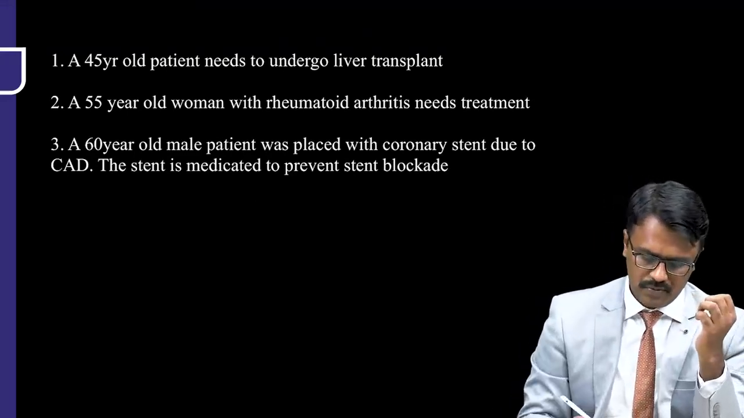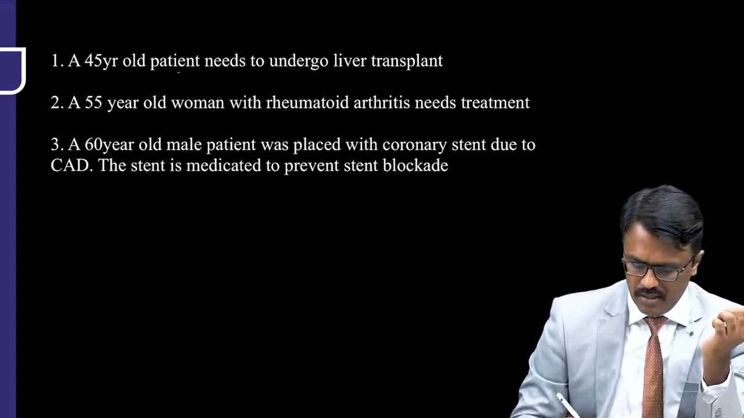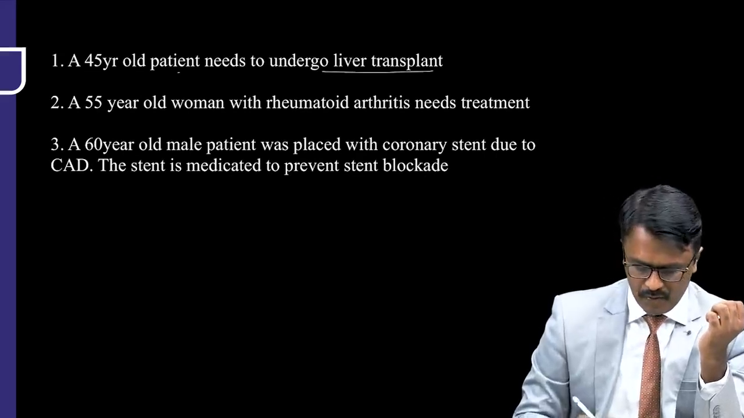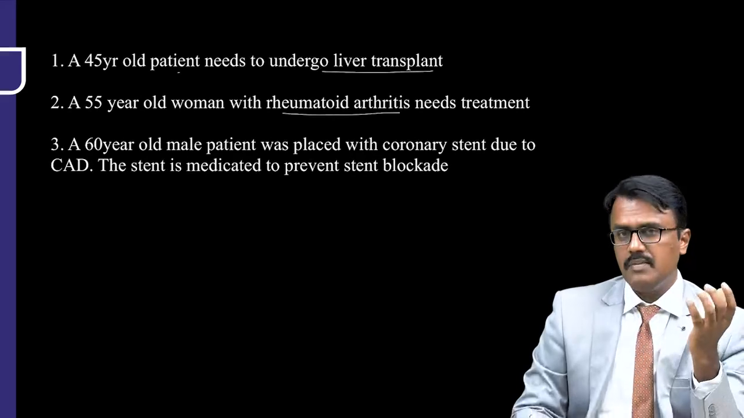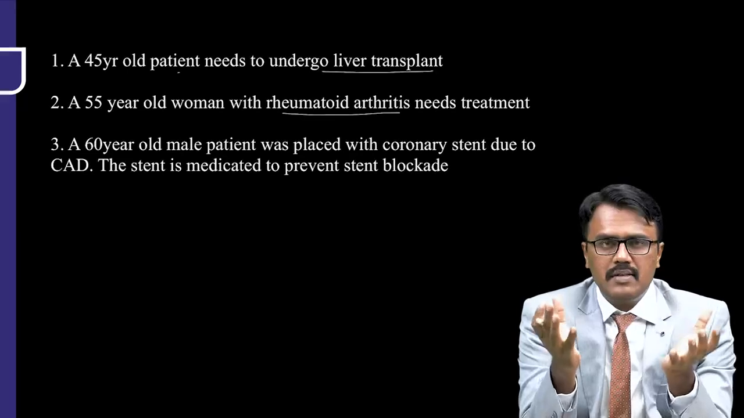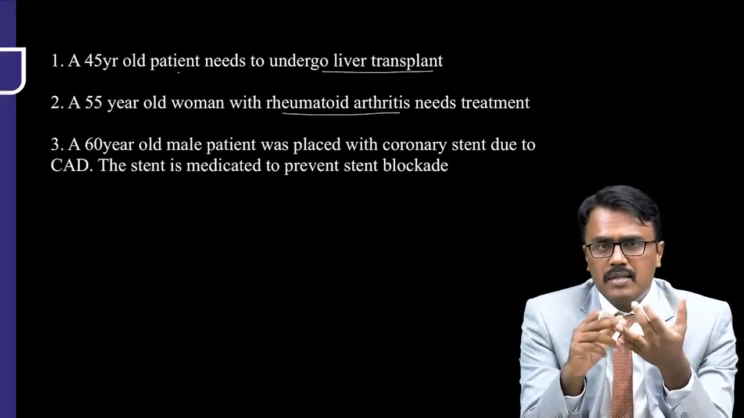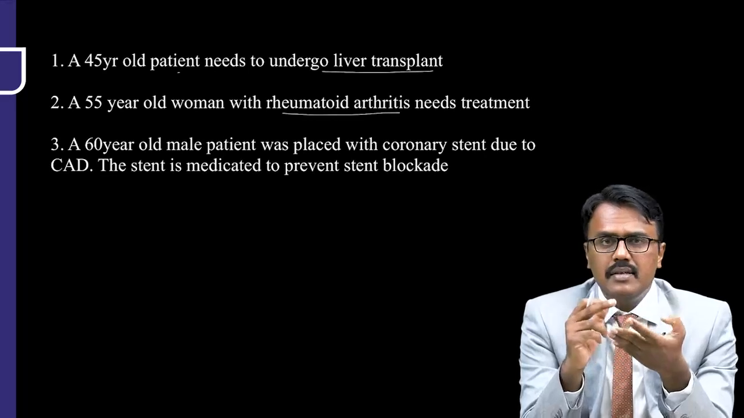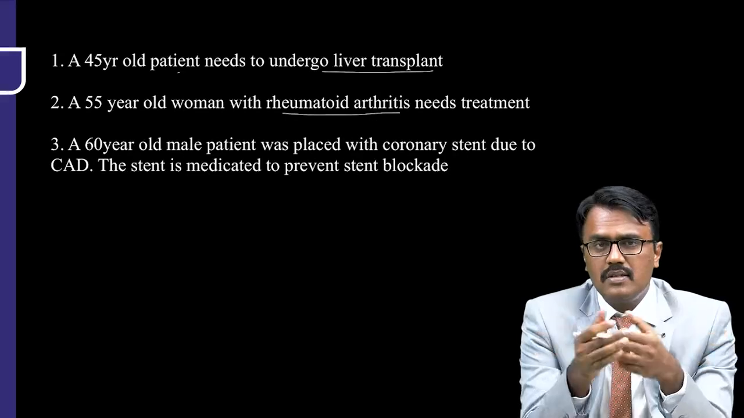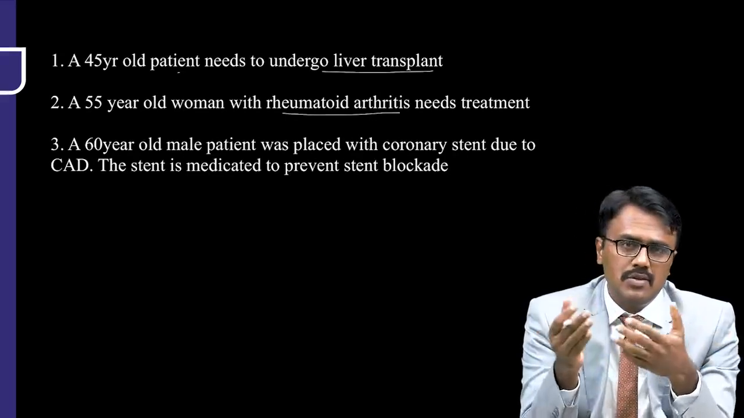The first case is a 40-year-old patient who needs to undergo a liver transplant. So what should we use here? A 55-year-old woman with rheumatoid arthritis needs treatment. Take a guess. I have told you so many drugs in rheumatoid arthritis: rituximab, abatacept, belatacept, anakinra, then tofacitinib, baricitinib, leflunomide, methotrexate. These are the drugs used in rheumatoid arthritis.